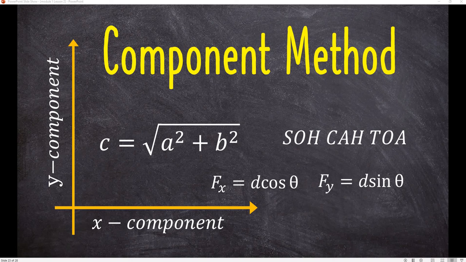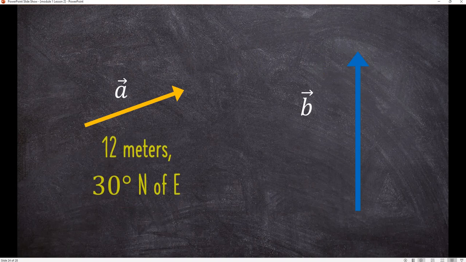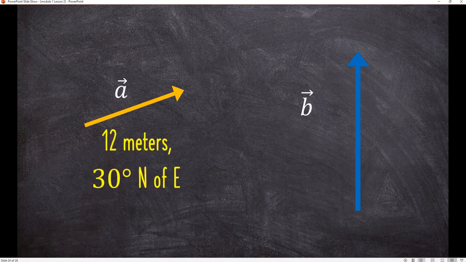Hello everyone. So let me show you here on how we are going to solve for the vectors using the component method. For the first set of givens, we have here 12 meters 30 degrees north of east, and then we have 17 meters directed north. Now, paano natin makukuha yung resultant vector using these two givens?